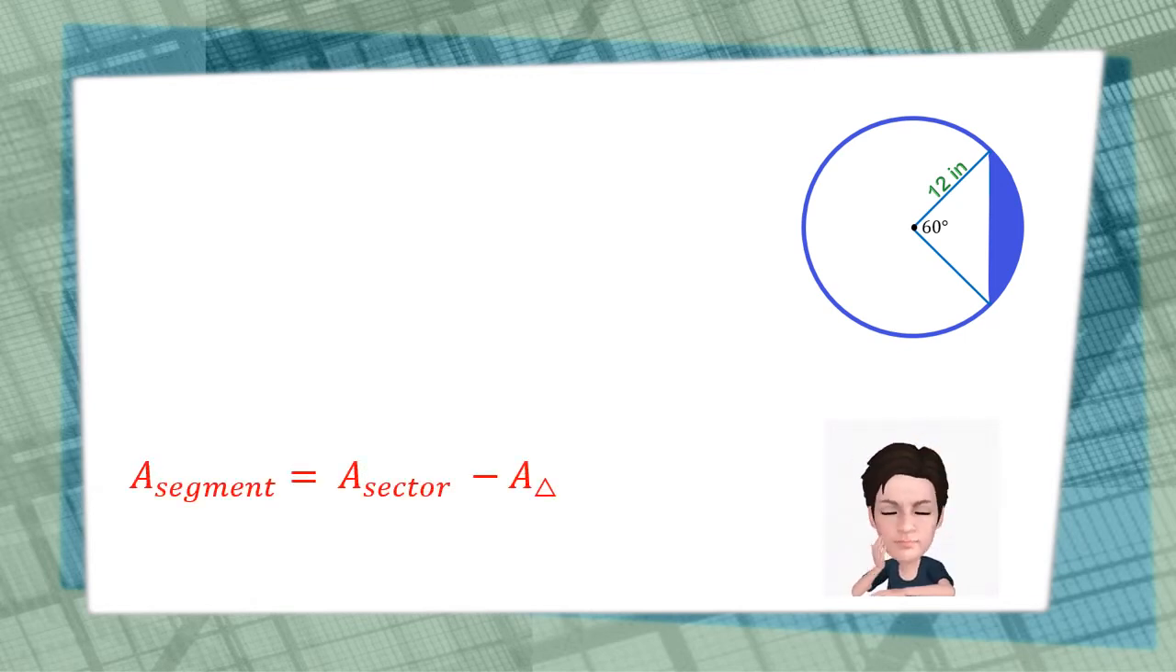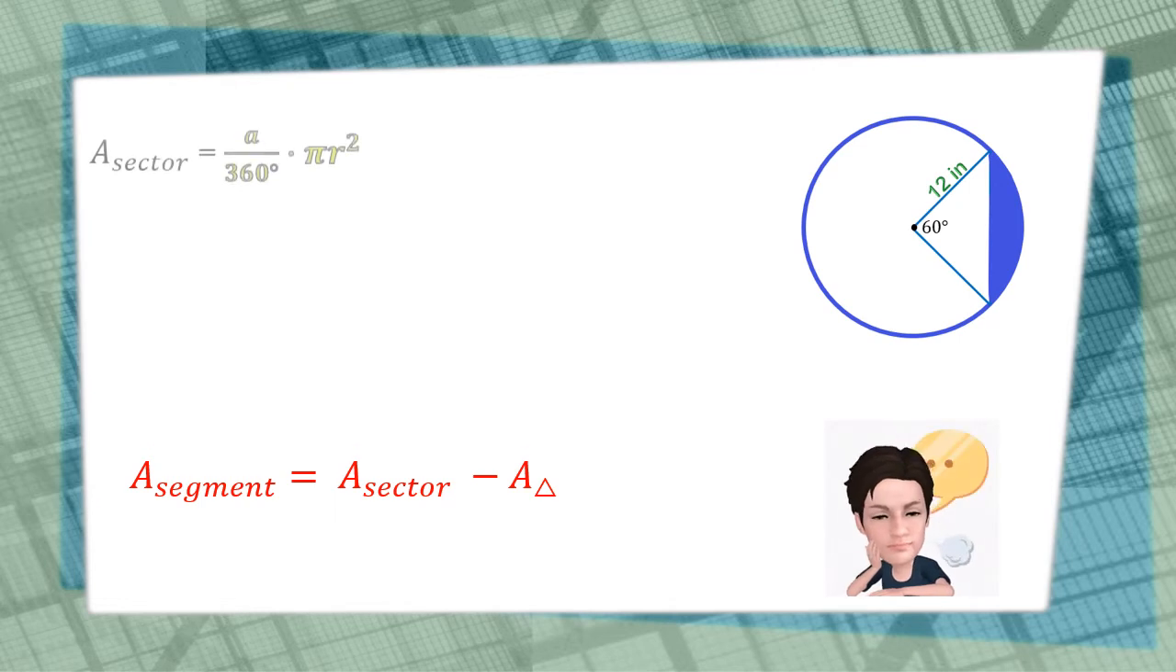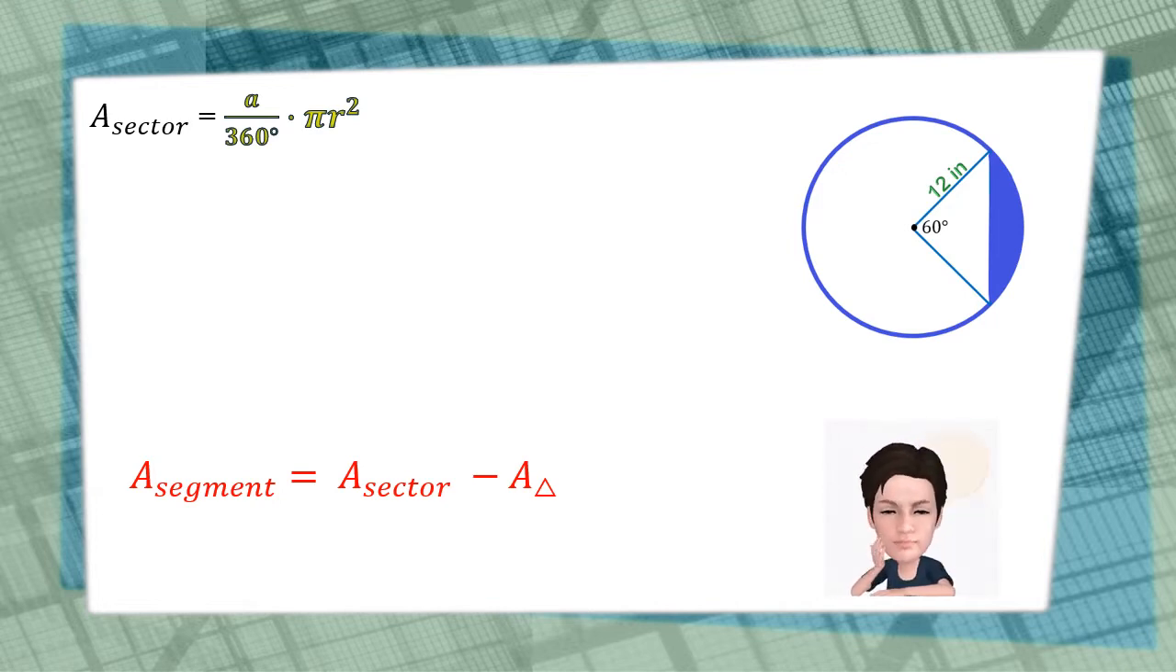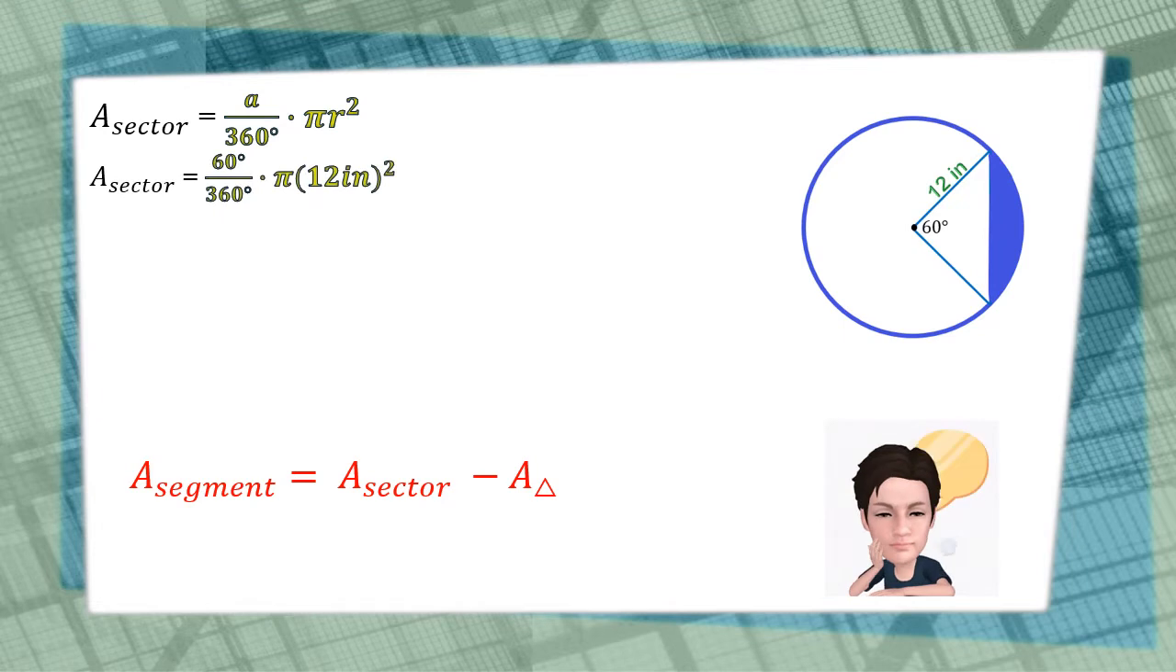Okay, for our next example, we are going to find again the area of the segment of the given circle. Of course, we are going to stick with our formula: area of the segment equals area of the sector deducted by area of the triangle. So let us get the areas of our sector and triangle first. We have here our formula for area of a sector. So substitute the given data. The measure of the intercepted arc is 60 degrees and our radius is 12 inches, as in our illustration.